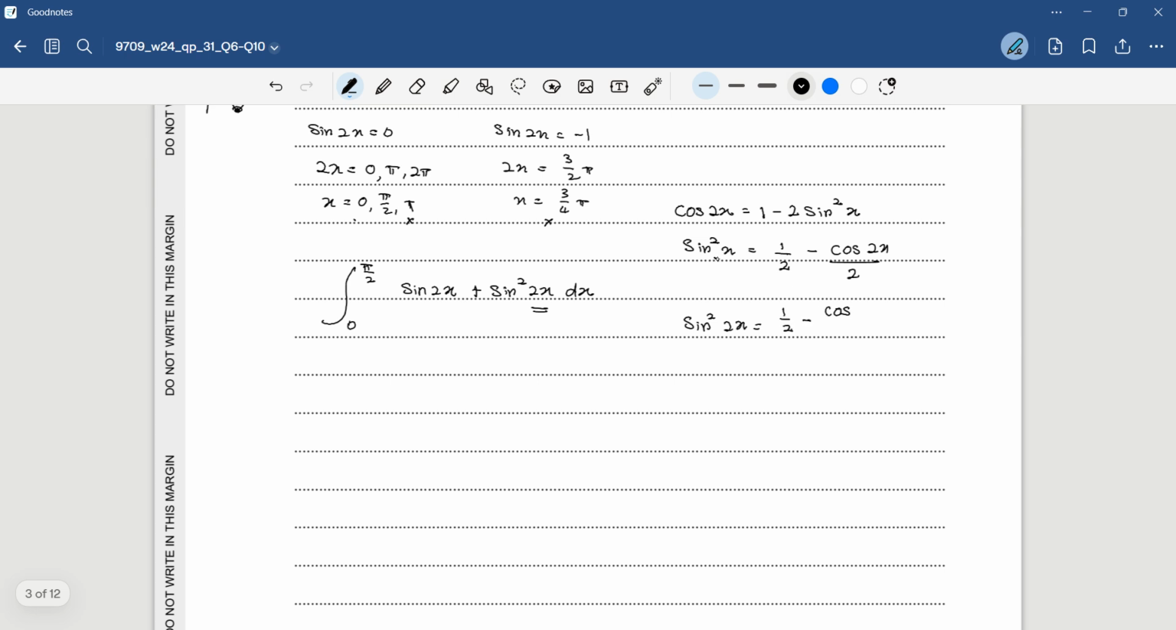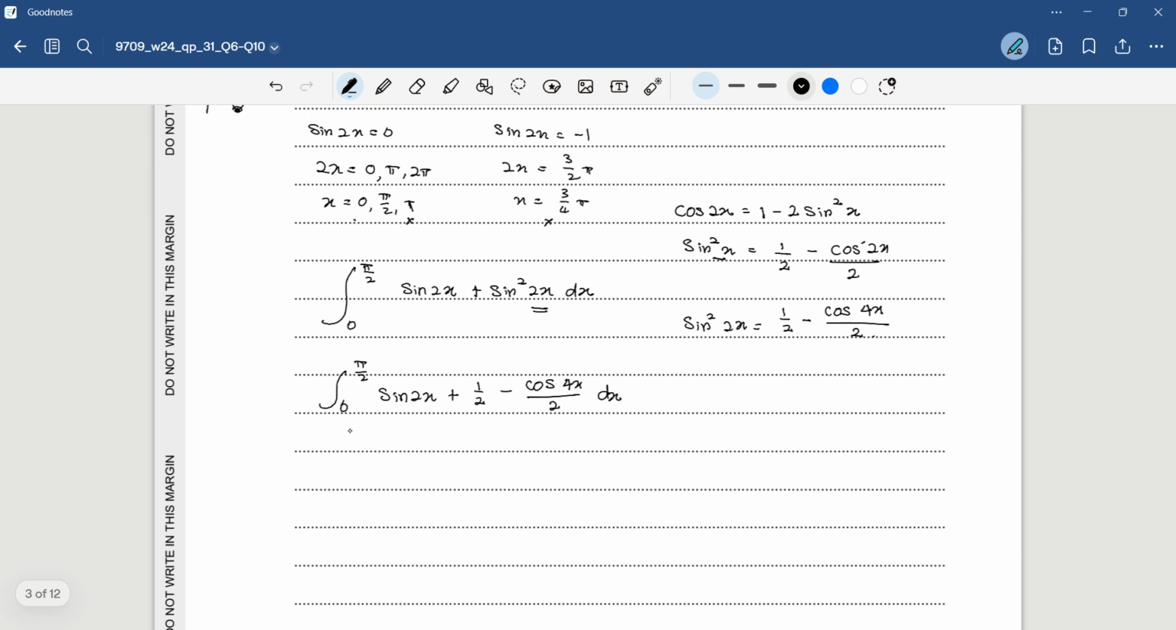cos. If here is 1, here will be 2, so this value is 2 times of this. Since here is 2x, therefore this will be 4x over 2. Okay, so it's going to be the integral from 0 to pi over 2 of sine 2x plus half minus cos 4x over 2 dx.